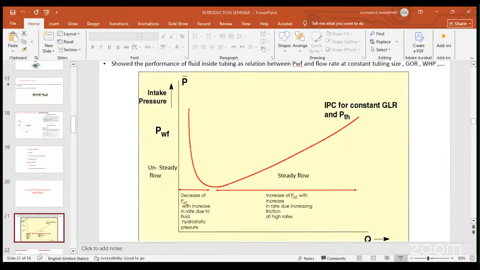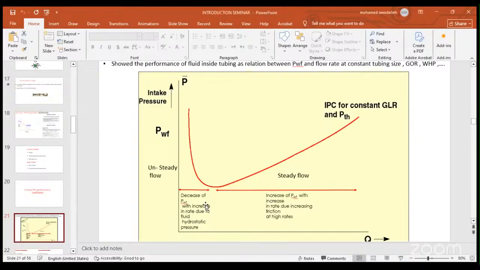As we all know, we have a well drilled in the reservoir. This will have a lower pressure than the reservoir pressure. So the flow will move from the reservoir to the bottom hole. Then it will move from the bottom hole of the well to the surface.